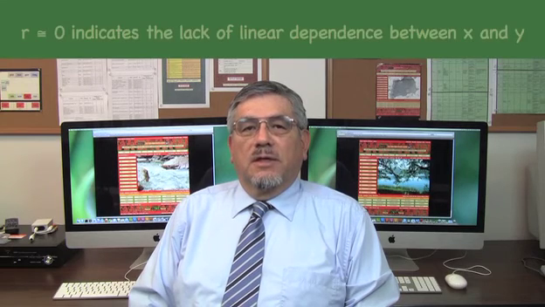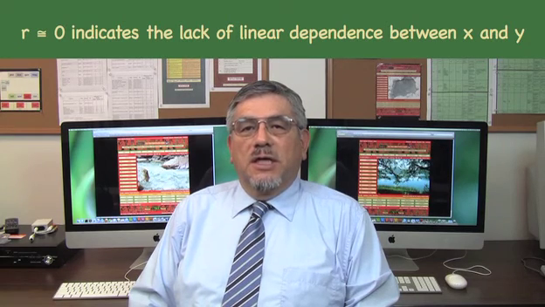A value of rho or r close to or equal to -1 indicates a correlation such that large values of x are associated with small values of y, and vice versa. A value of rho or r equal to 0, that is, a zero covariance, indicates the lack of linear dependence between x and y.